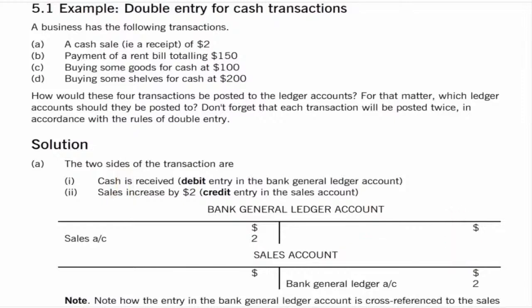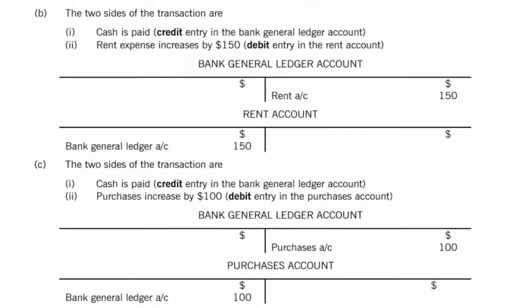Transaction B, payment of a rent bill of $150. What happens? The business pays rent. This reduces its cash balance and increases its rent expense. 1. Cash account, asset. Paying rent decreases the cash account. Assets decrease with a credit. 2. Rent expense account. The rent expense increases because the business incurred the cost. Expenses increase with a debit. Recording in ledger accounts: bank general ledger account, cash, credit $150. Rent account, debit $150.